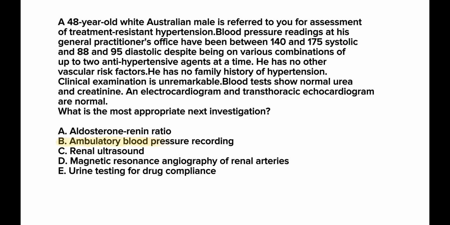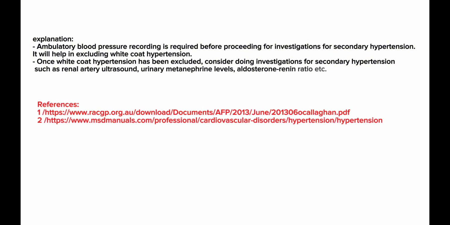So the correct answer is B, ambulatory blood pressure monitoring. Ambulatory blood pressure recording is required before proceeding for investigations for secondary hypertension. It will help in excluding white coat hypertension. Once white coat hypertension has been excluded, then consider doing investigations for secondary hypertension, such as renal artery ultrasound, urinary metanephrine levels, aldosterone renin ratio, etc.